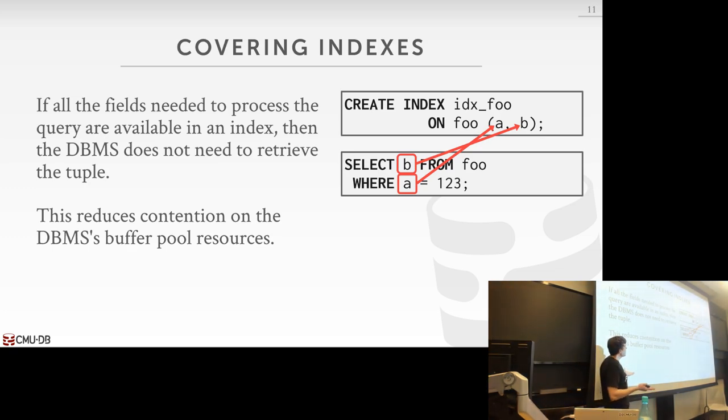So for this simple example, this is great. I need A and B, and A and B can be found in the index. But what if I have another attribute that I want to get for my query, but I don't actually want to build the index on that attribute? My table has columns A, B, and C. Maybe I don't want to index on C, but it'd still be nice to have a covering index, so I don't have to go look at the tuple.